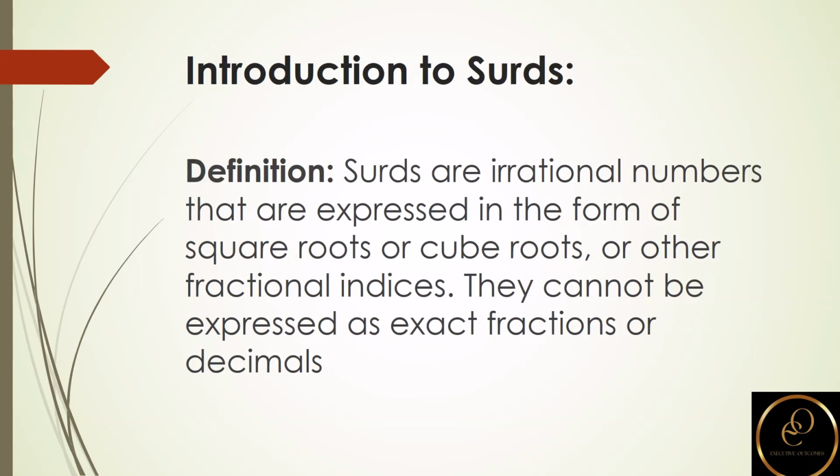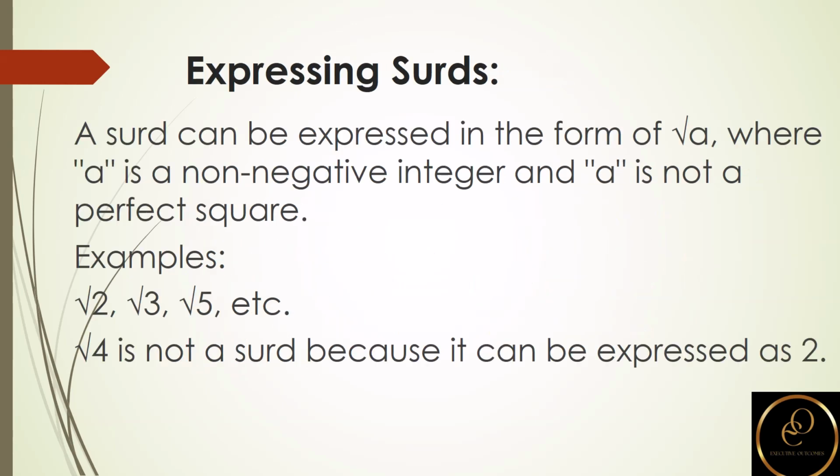Now, Surds are taken to be irrational numbers that are expressed in the form of square roots or cube roots or other fractional indices. You should know that they cannot be expressed as exact fractions or decimals. Those numbers which cannot be expressed as exact fractions or decimals are what we call Surds. Let's look at some of the expressions of Surds.